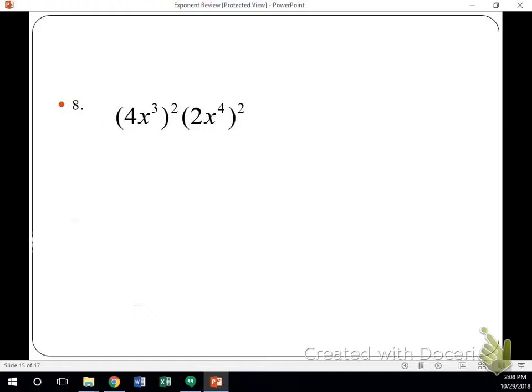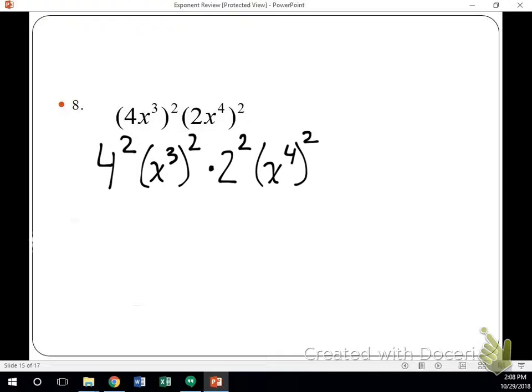We're going to focus on number 8. The first thing I notice is that I have multiple bases in parentheses with an exponent outside. And that's the first thing that I want to deal with. So I know that this exponent outside can be given to each base inside. That means I would have 4 squared, and I would also have x cubed squared times. Over in this set, we would have 2 squared times x to the 4th squared.